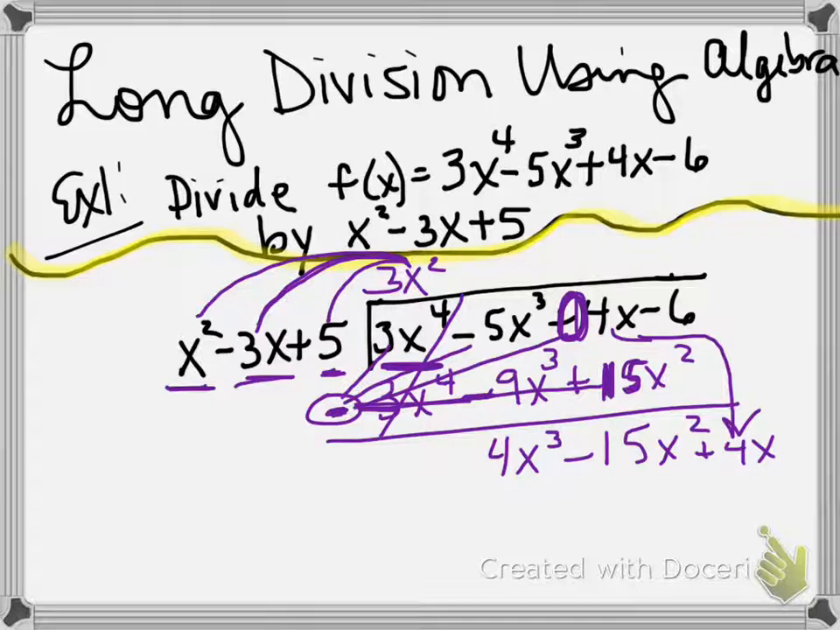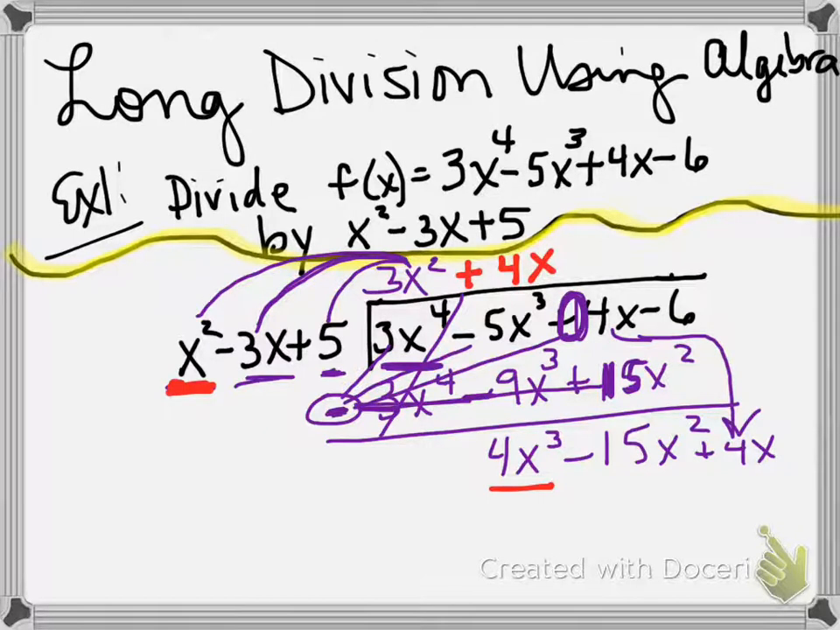Now I'll go through my whole process again, and I'm going to switch colors for you. I'm going to start with x squared and say x squared times what gives me 4x to the third? What do I have to multiply by? I have to multiply by 4x.